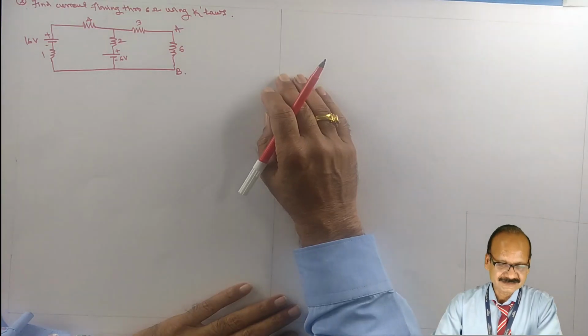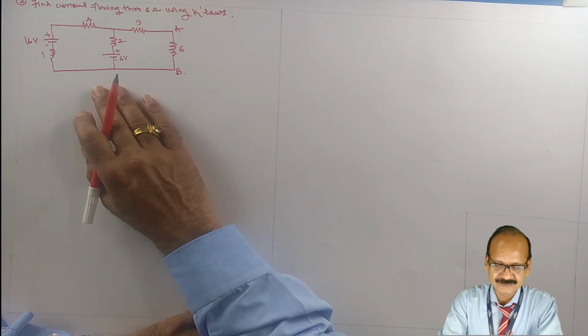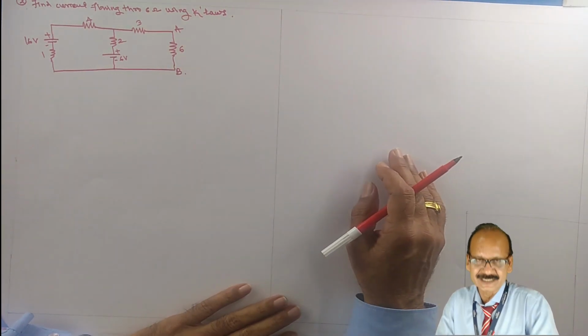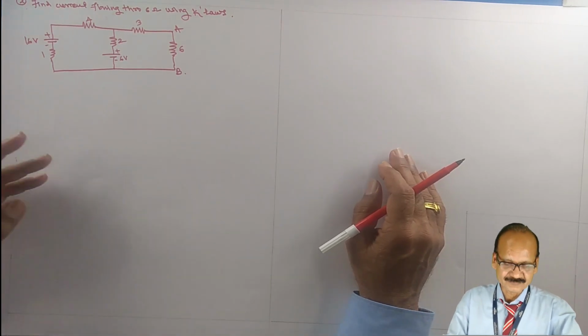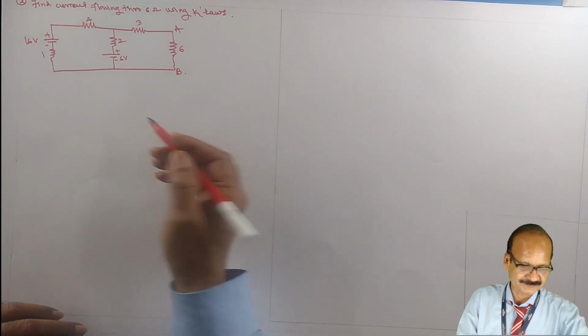Let us consider this circuit, and it has been asked to find the current flowing through the 6 ohm resistance using Kirchhoff's laws. Nothing is mentioned here, but we can use loop analysis, put the elements into a matrix, and use the calculator to find the solution. It is the easiest way.